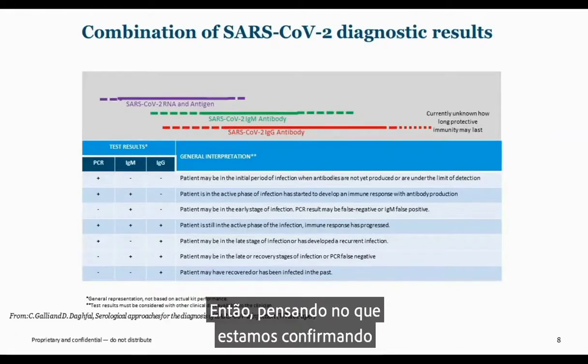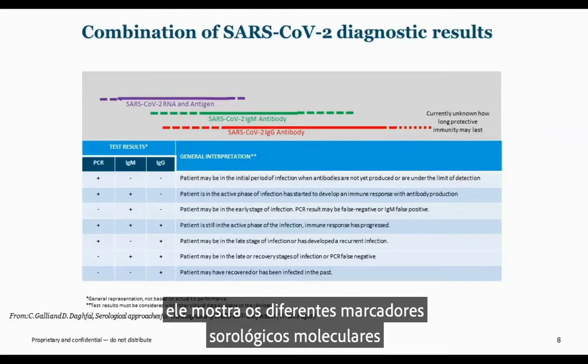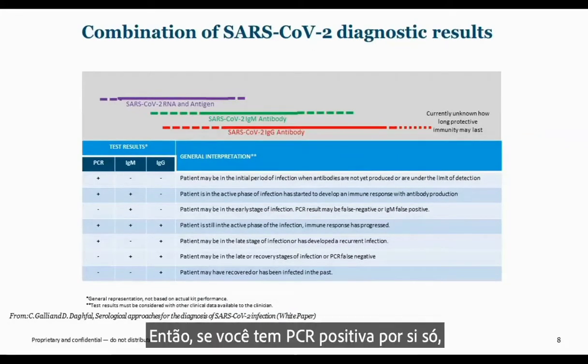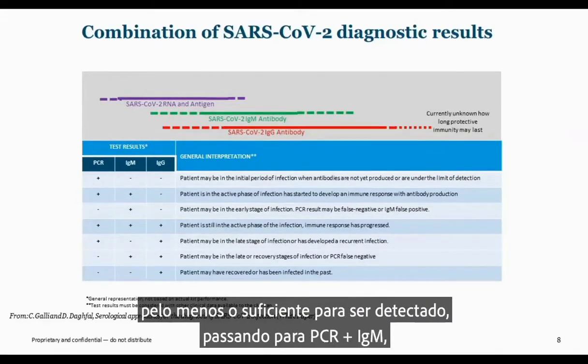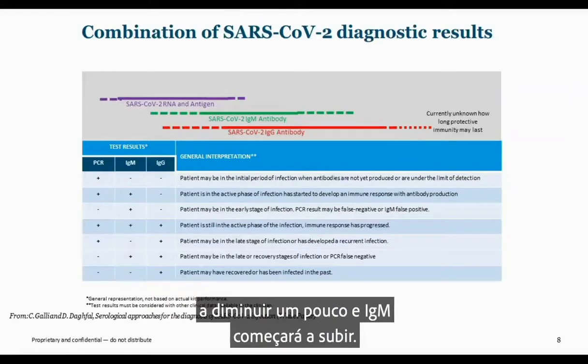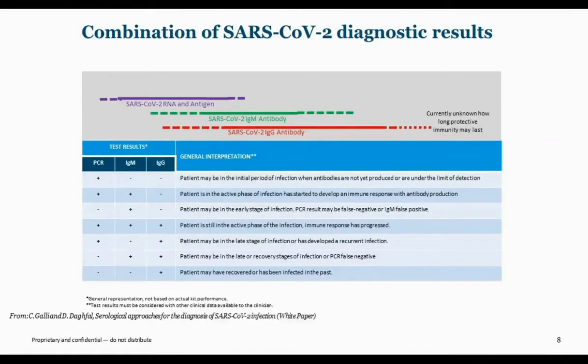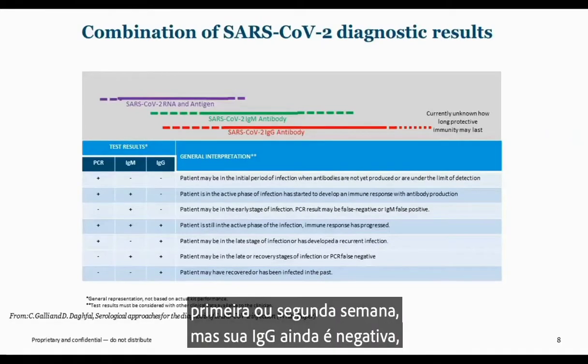So our thinking, which I think is bearing out, was that this slide shows the different molecular and serological markers and what they might tell somebody. If you've got a PCR positive on its own, it's most likely the early acute phase where the body has not mounted an immune response, at least enough to be detected. Moving into PCR plus IgM, you're in that middle phase where normally PCR will start to wane a little bit and the IgM will start to come up, usually within the first week or two of symptom onset, but your IgG is still negative.